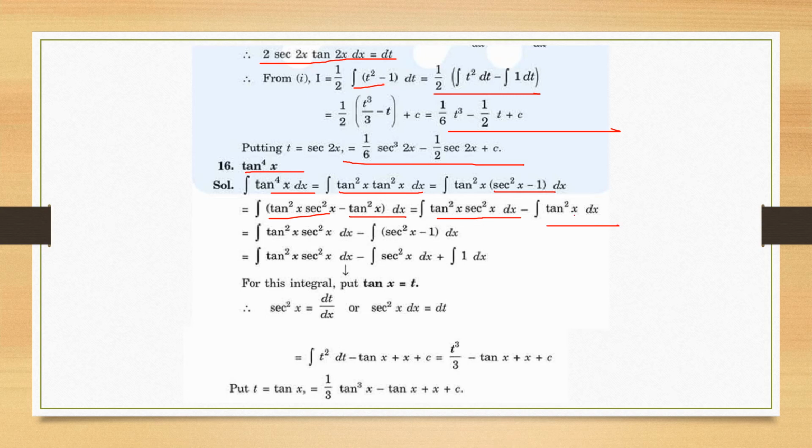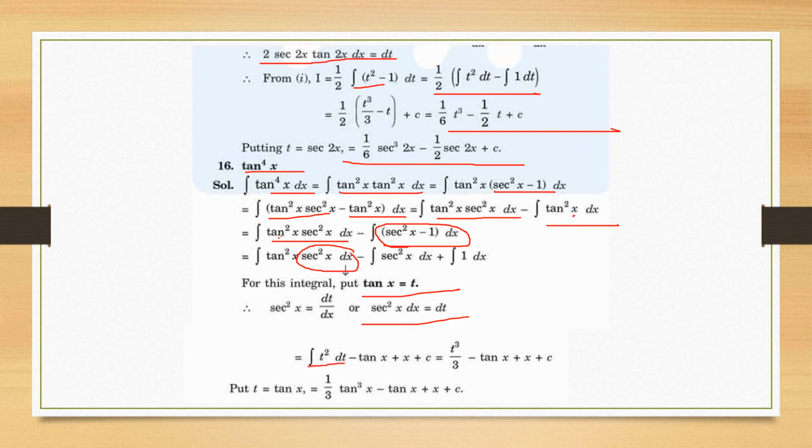Now you know how to integrate this tan square x. It is to be integrated like secant square x minus 1, and for this tan square secant square x, you have to do the substitution. Now you know that the derivative of tan x is secant square x. So here I'll go for substitution as we did in 7.2, right? For this integral, I'll put tan x as t, so that secant square x dx is dt, and this question changes to t square dt.